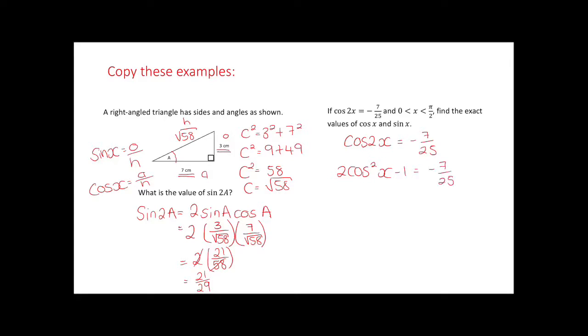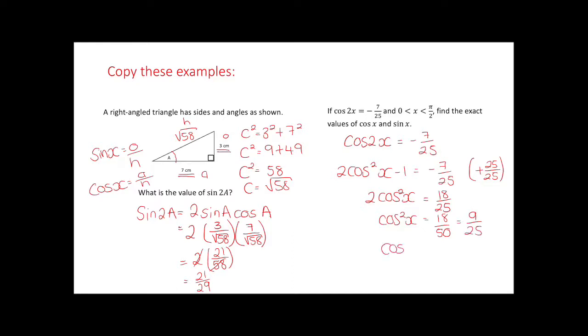Now, what we want to do at this point is rearrange all of this to get cos x is equal to something. That would then give us something that we can apply to our triangle. So by adding 1 onto both sides, we get that 2 cos squared x is equal to 18 over 25. So remember, essentially what you're doing when you're adding on that 1 is adding on 25 over 25. That's how I got the 18 on top. We can then divide through by 2, so cos squared x is equal to 18 over 50. 18 over 50 could also simplify to 9 over 25.